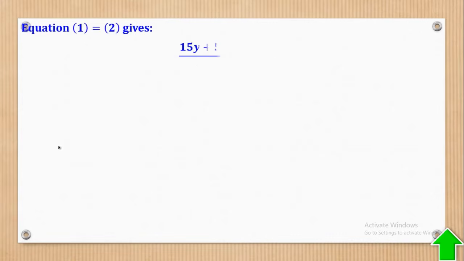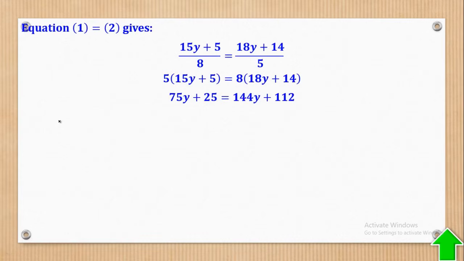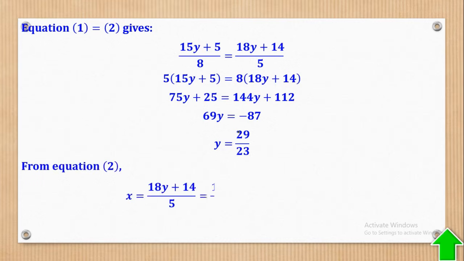So when I equate the 2 equations, I'll come up with that line. Cross multiply, open brackets, make y the subject, y will be equal to 9 over 23. Then from equation 2, x will be equal to that, substitute for y, and be able to come up with the value of x as that.